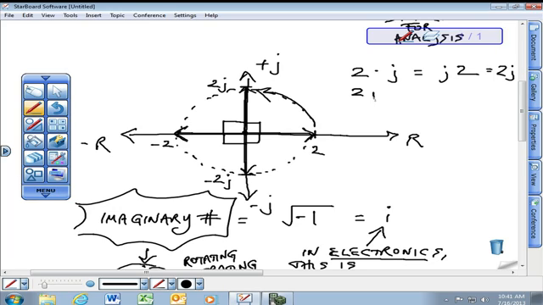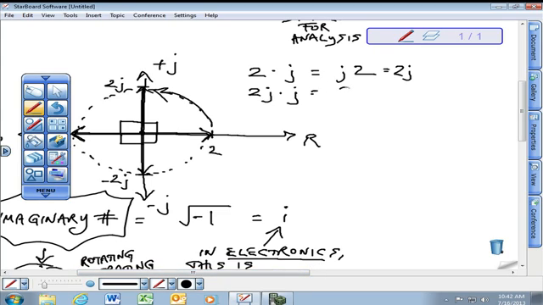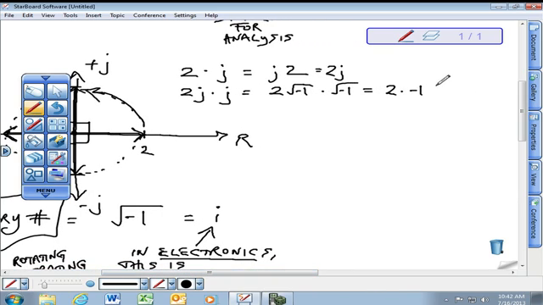Now we've got 2j and we're going to multiply it by j. Let's ask ourselves mathematically, what does j equate to? 2 times the square root of negative 1 times the square root of negative 1. Very good. And what's the square root of negative 1 times the square root of negative 1? You got it, negative 1. So it's going to be 2 times a negative 1, which happens to be negative 2.